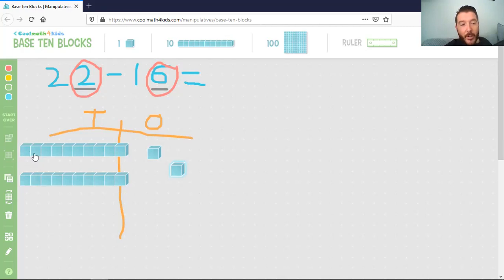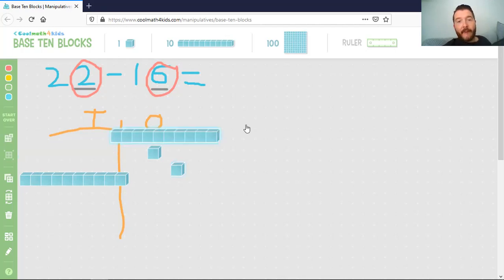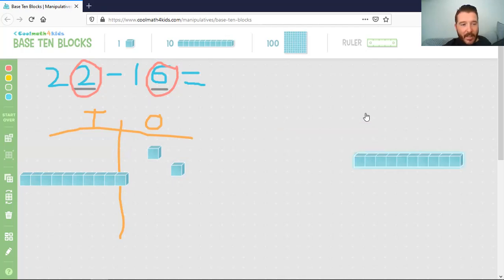1, 2, 3, 4, 5, 6, 7, 8, 9, 10. Okay. So one stick of 10 is the same as 10 of these ones, isn't it? That's important because that's going to help us to solve this problem. So what we need to do is swap one of these sticks of 10 and change it for 10 ones. So I'm going to get rid of this. And all we're doing is repartitioning our number. I'm just going to move it over here out of the way. So now I need 10 ones to replace it.